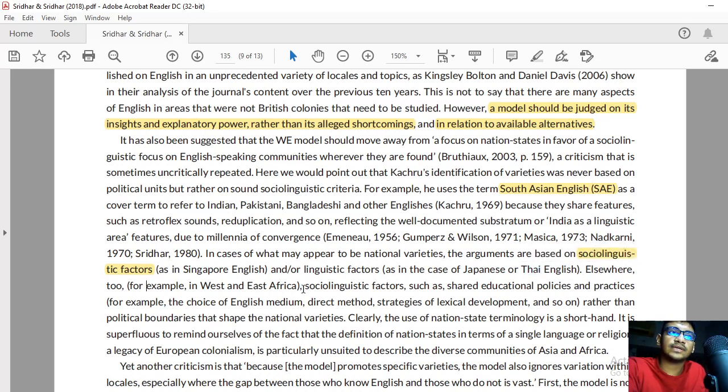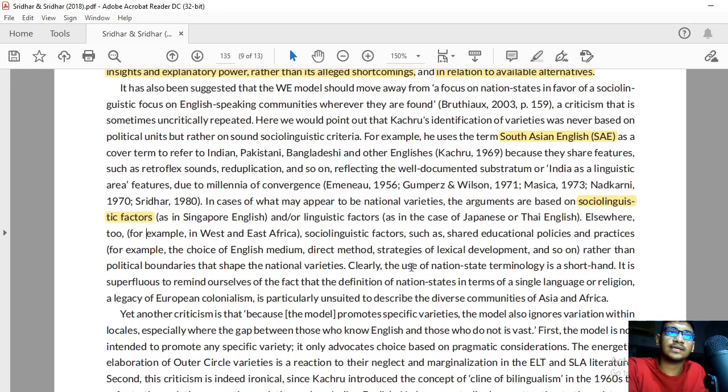Elsewhere too, for example in West and East Africa, sociolinguistic factors such as shared educational policies and practices, for example the choice of English medium, direct method, strategies of lexical development and so on, rather than political boundaries, shape the national varieties. Clearly, the use of nation-state terminology is a shorthand. It is superfluous, which means it's hollow, it's not very deep, it's not adequate to remind ourselves of the fact that the definition of nation states in terms of a single language or religion, a legacy of European colonialism, is particularly unsuited to describe the diverse communities of Asia and Africa.